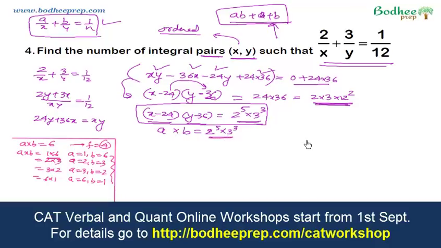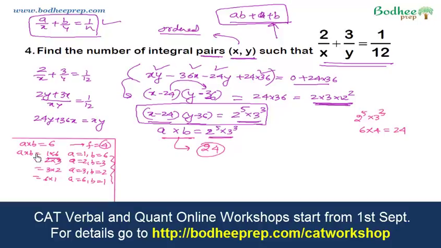So we have to find the number of factors of this. Let me use this space. It will be 2 to the power 5 into 3 to the power 3. So the number of factors would be 6 into 4, which is 24, correct? So the number of ways of a into b, or ordered pair solutions, is 24. Now in this case we have only taken the positive values, right?